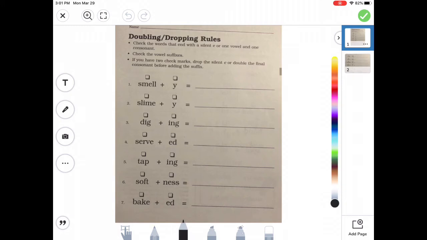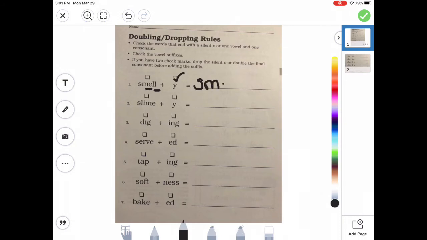All right, guys, so we're going to continue practicing that doubling and dropping rules, okay? So remember, we're going to check the words that end with a silent E or one vowel and one consonant, okay? And then we're going to check the box if it ends in a vowel suffix, okay? So in our first word, we have smell, and look, we have an E, which is a vowel, but look, we have a double L, so we can't check that box. And then over here, we have Y, which we know that when Y is a suffix, it counts as a vowel, so I am going to check it. But I only have one check mark, so I'm just going to put it together.